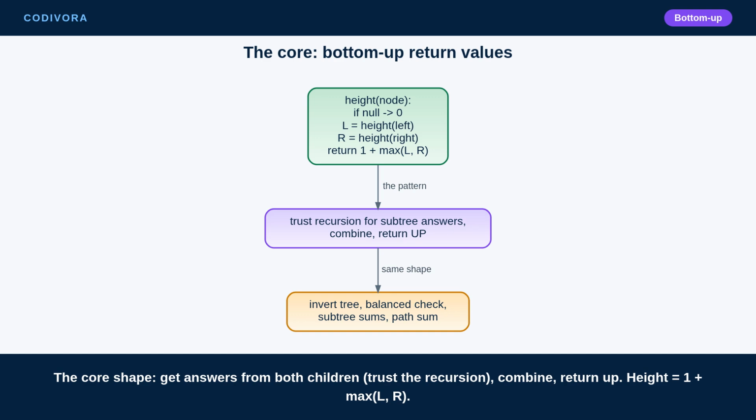Invert a tree: same shape, swap children after the calls return. Balance check, path sum, count nodes, subtree sums, all use this exact skeleton with a different combine step. In interviews, say the contract out loud: my function returns X for any subtree, then combining is easy.